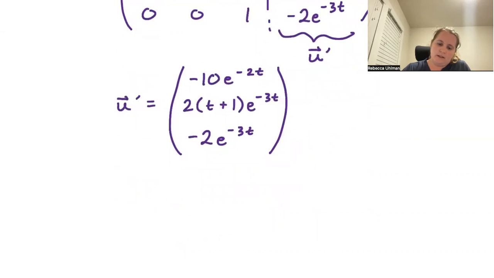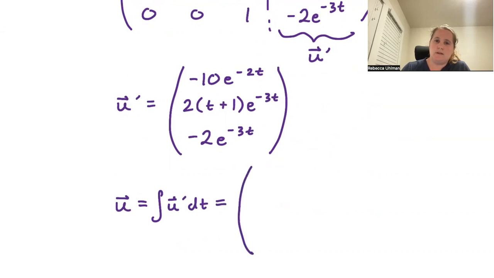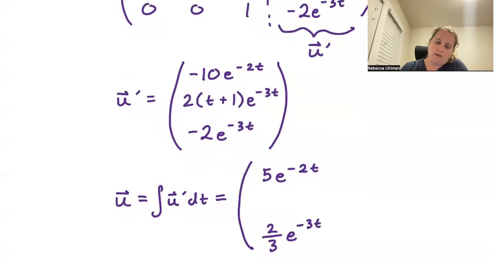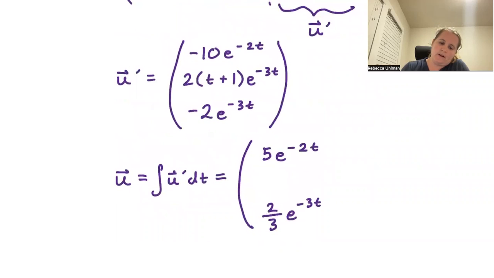If we go ahead and integrate, we're just integrating u prime with respect to t. So the first position is not too bad. We should just get 5e to the negative 2t. The third position is not too bad. We have 2/3 e to the negative 3t. And then to do the integral for 2t plus 1.